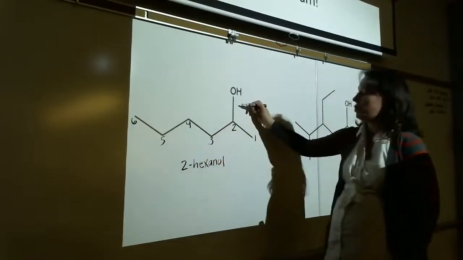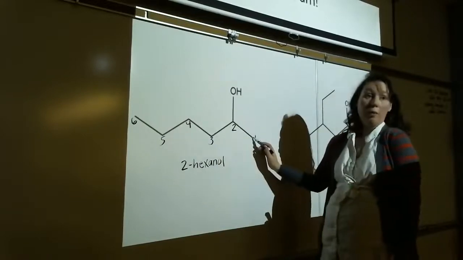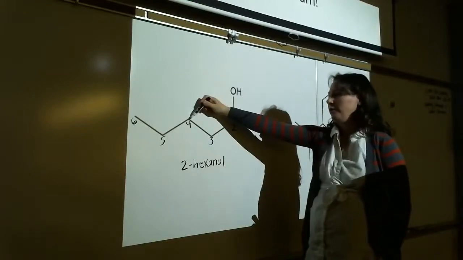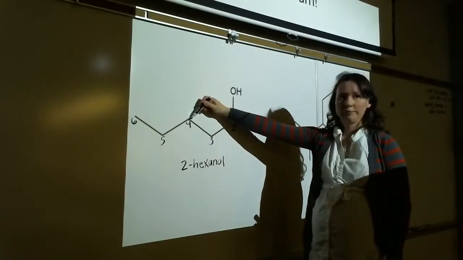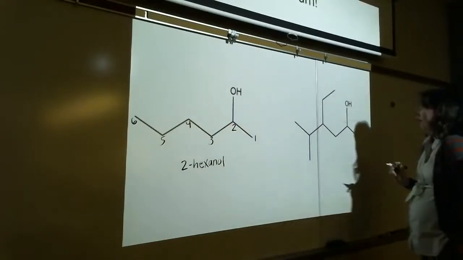Right, because that OH could be anywhere, and so you have to put the 2. It could be on carbon number 1, right? It could be 1-hexanol. Could be 2, could be 3, right? How come it couldn't be 4-hexanol though? Because if it were right here, you'd start numbering from the left. Good. Okay, here we go.